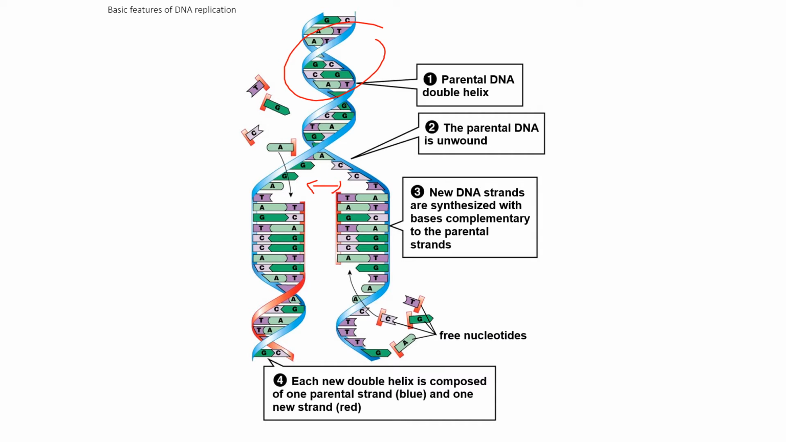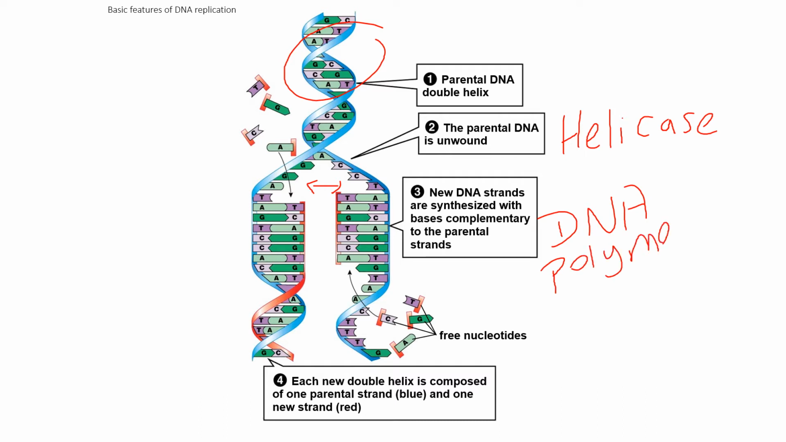The enzyme that would actually help split the two strands for you is an enzyme known as DNA helicase. After the two strands are split, another enzyme will come and help build the new complementary strand, and that enzyme is known as DNA polymerase. So polymerase comes in and starts helping build that new strand for you.